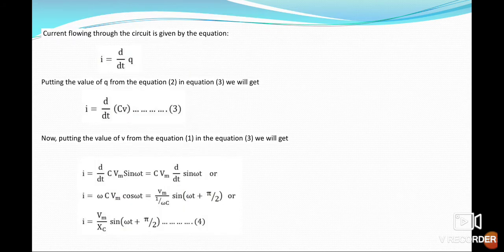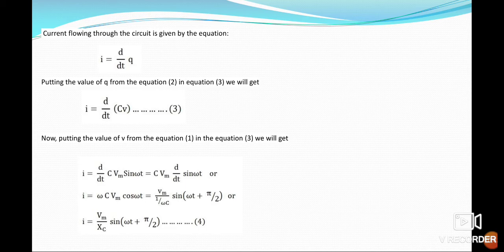Now current flowing through the circuit is given by the equation I equals dq by dt. That is, rate of change of charge is represented as current. So putting the value of Q from equation 2 in equation 3, we will get I equals d/dt multiplied by Cv. That is, we are replacing the value of Q by Cv.